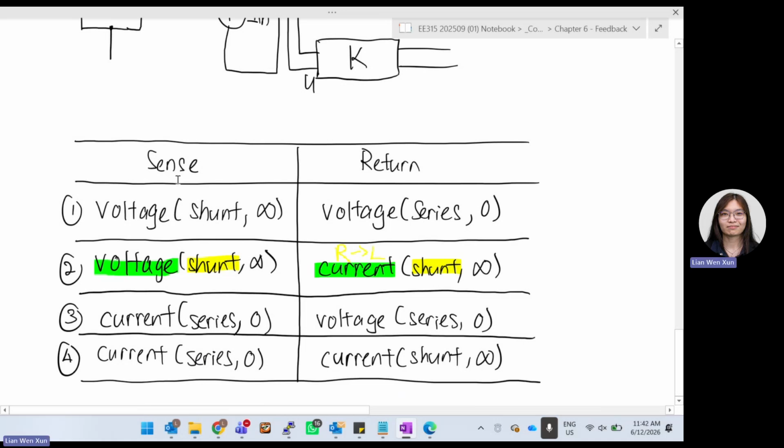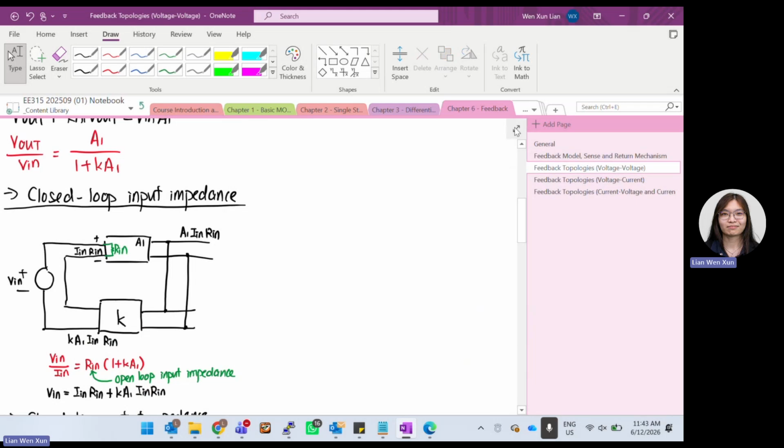So meaning that we can have different combinations. We can sense voltage, return voltage. We can sense voltage, return current. We can sense current, return voltage. We can sense current, return current. So there are 4 different combinations that we'll be looking at.